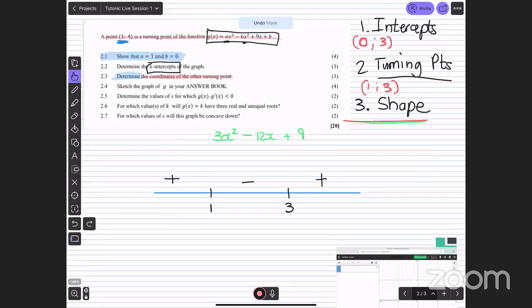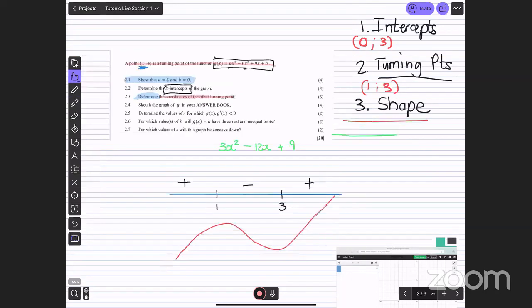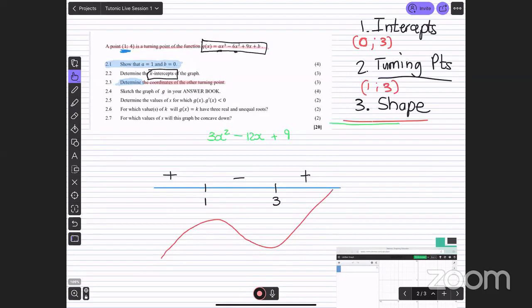You guys all drawn it? Okay. So you guys get something like this. Everyone get that? Okay. So now we have all the ingredients to drawing our graph, because we've got the turning points, we've got the shape, and we've got the intercepts.